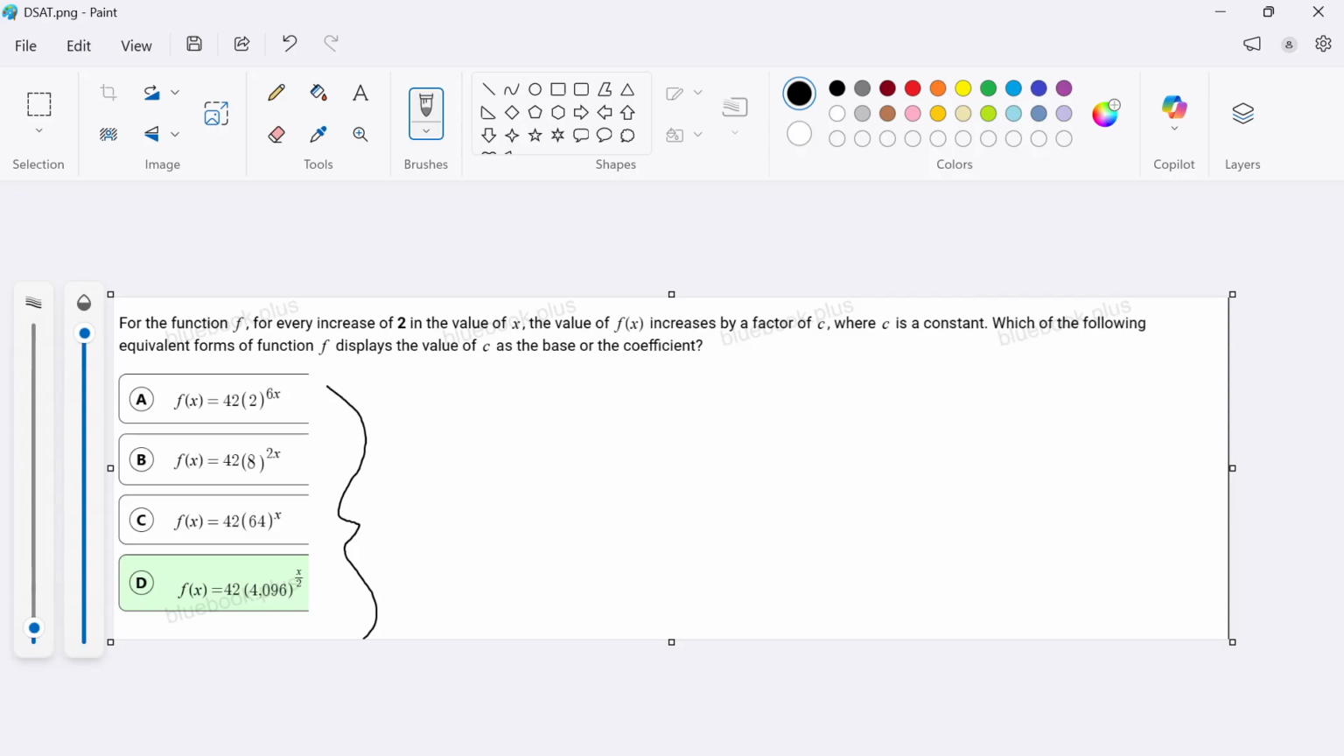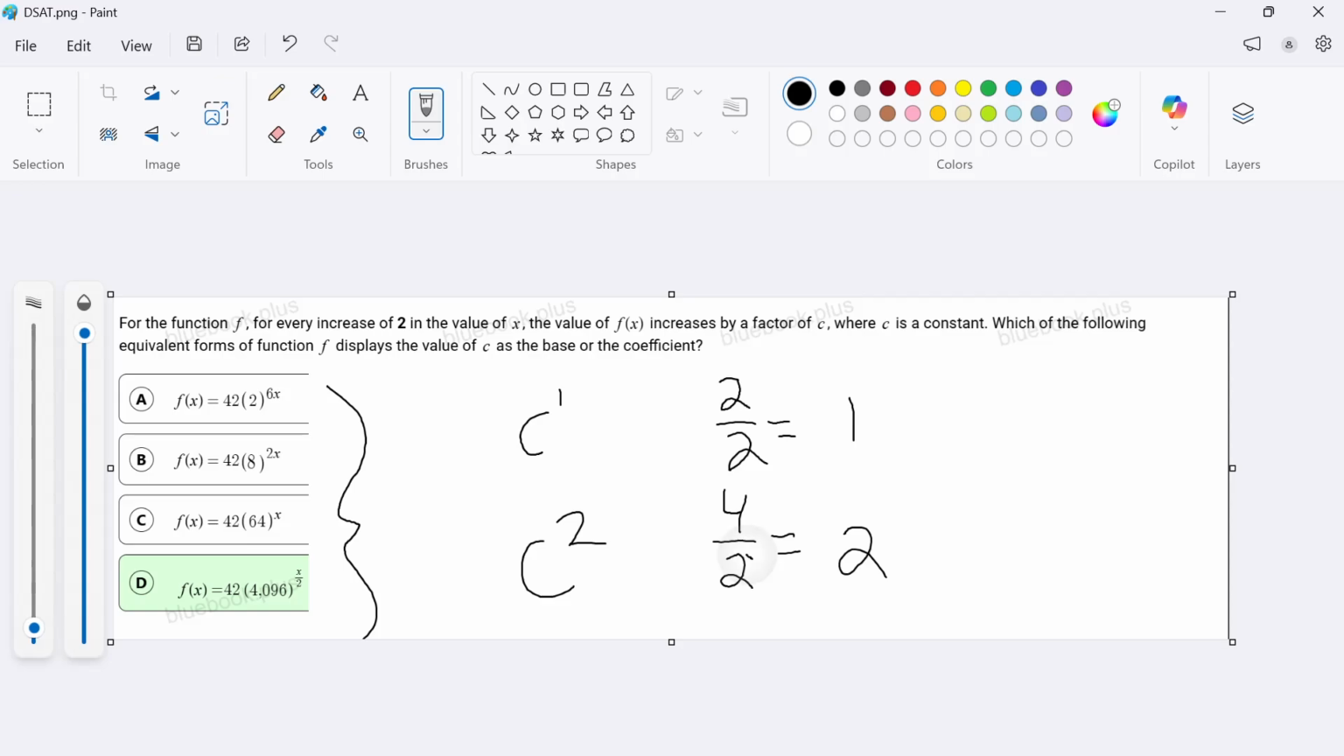So two ways to think about it. Number one, for every increase of 2 in the value of x. So if x increases by 2, 2 over 2 is 1. If x increases by 4, 4 over 2 is 2. And that's the exponent. So if I have c to the first power, it's being multiplied by c.